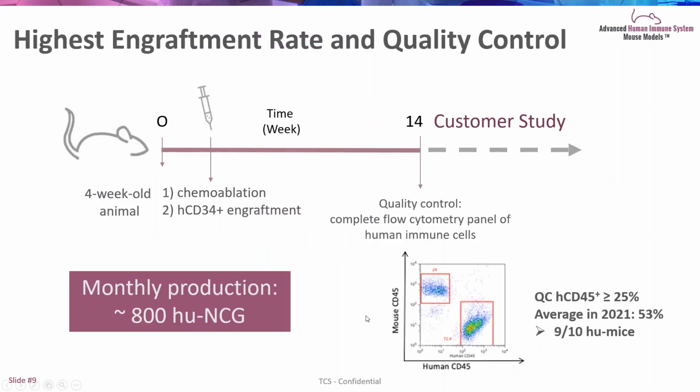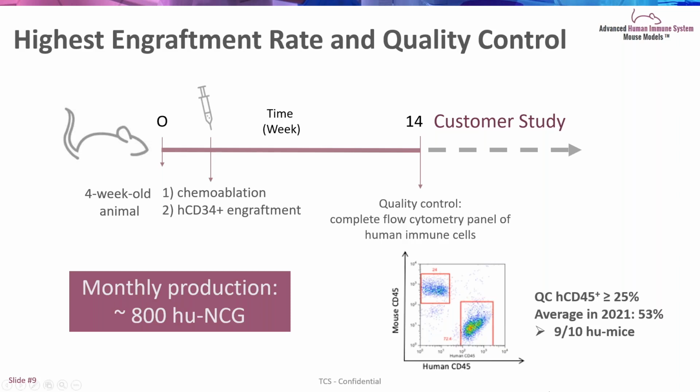So on the next slide, you can really see how we humanize those animals. The first step consists of a chemoablation. We use busulfan as a chemoablative agent to make room in the bone marrow. The advantage of chemoablation versus radiation is that this step does not induce anemia in these animals. So the health and robustness of the animal is preserved.